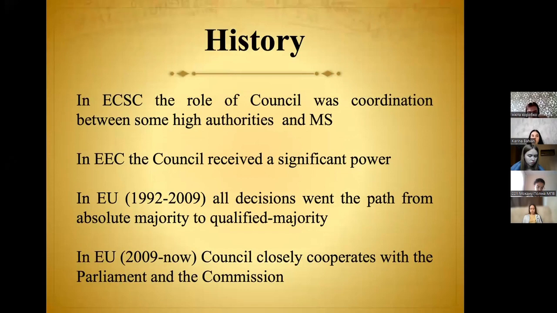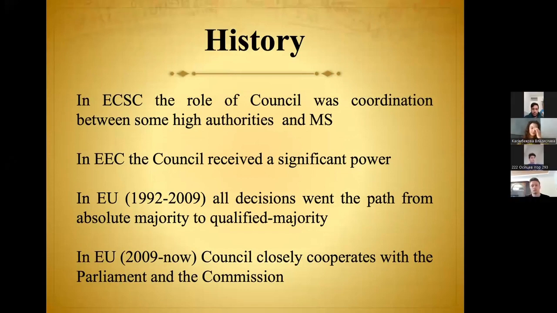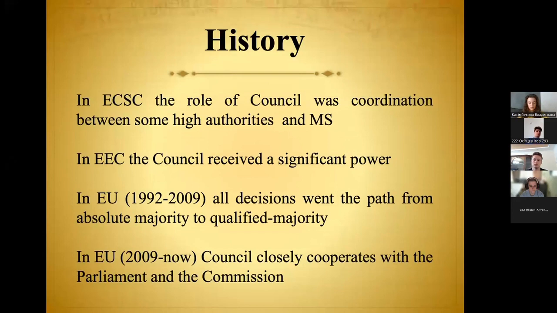In the European Economic Community, the council received significant power. So in 1957, based on the Rome Treaty, the council from that moment started to be the authority that represents the policies of the governments, the ideological aspects of national parliaments and national governments. In 1992, since the Maastricht Treaty, the Council started to be the main legislative body in the European Union.